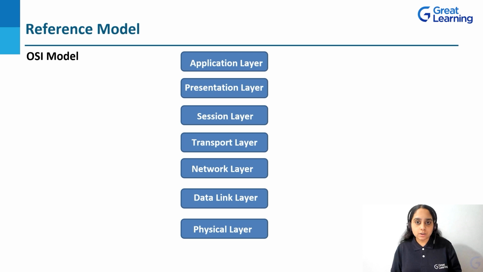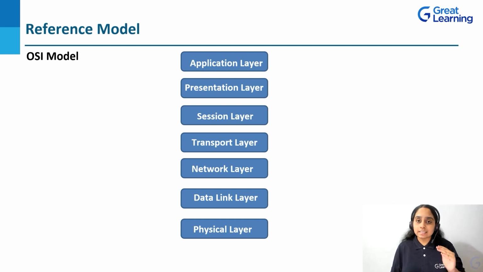This model consists of 7 interconnected layers, and they are physical layer, data link layer, network layer, transport layer, session layer, presentation layer, and application layer. Each layer has a specific function. The first layer is the physical layer. This layer is responsible for physical connection between devices. In this layer, the information is stored in the form of bits. It converts the data received into zeros and ones and sends it to the data link layer.